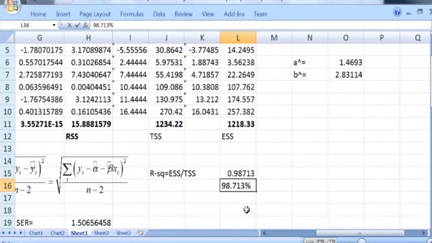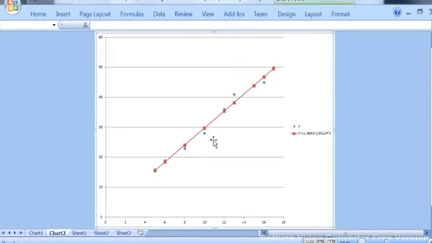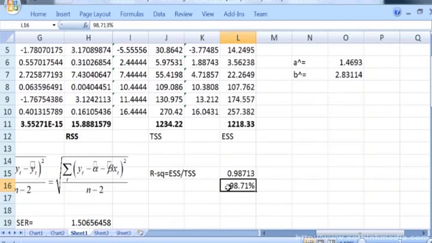You can see that this value is close to 1. It means the regression line fits the data very well, and the same can be observed from this graph. The regression line is closely fitting all the data points. So this R square shows the fit of the regression line to the data points, whether the regression line fits the data well or fits poorly. Here the value is 98.71%. This means that 98.71% of the variation in the dependent variable y is being explained by the independent variable x. So this is one very important interpretation.